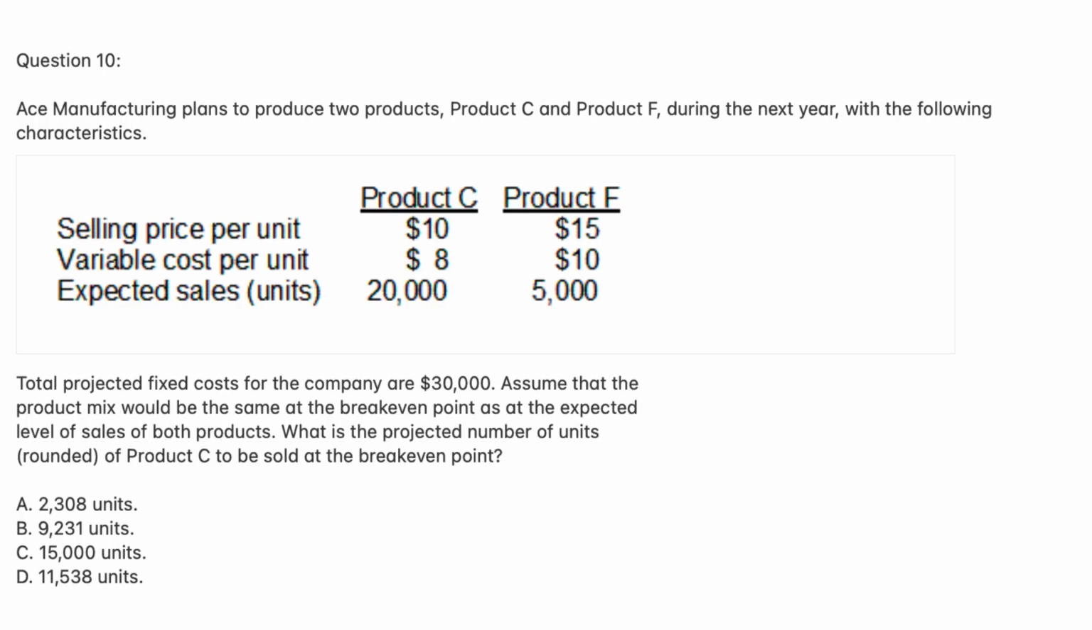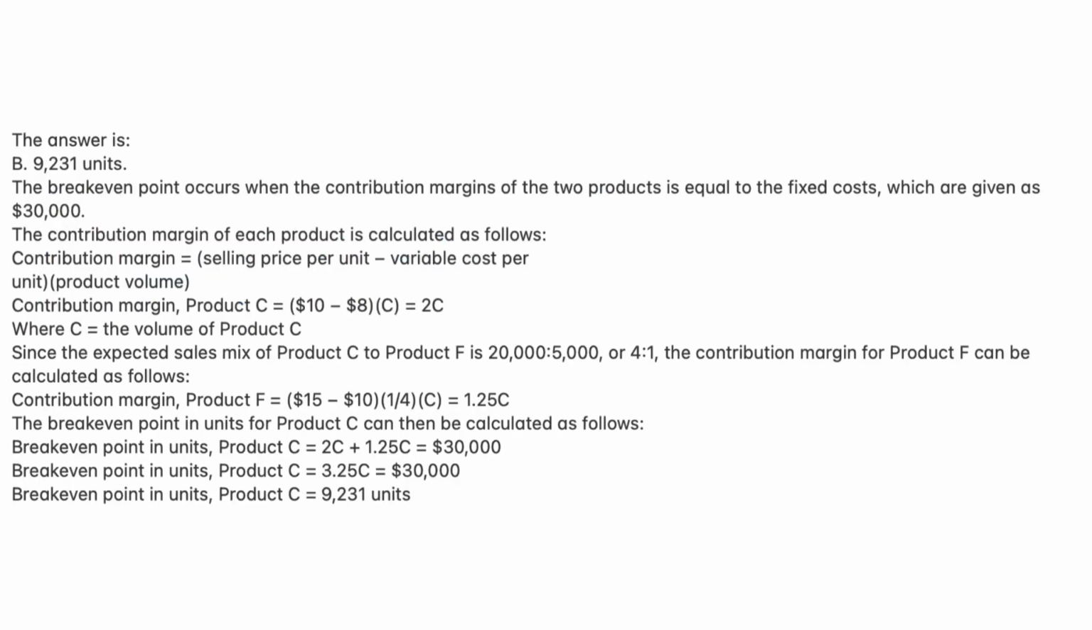Question 10. ACE Manufacturing plans to produce two products, Product C and Product F, during the next year, with the following characteristics. Total projected fixed costs for the company are $30,000. Assume that the product mix would be the same at the break-even point as at the expected level of sales of both products. What is the projected number of units, rounded, of Product C to be sold at the break-even point? A. 2,308 units. B. 9,231 units. C. 15,000 units. D. 11,538 units. The answer is B.